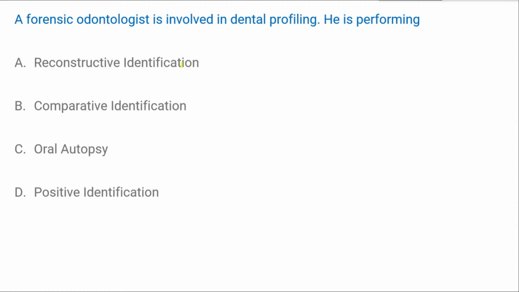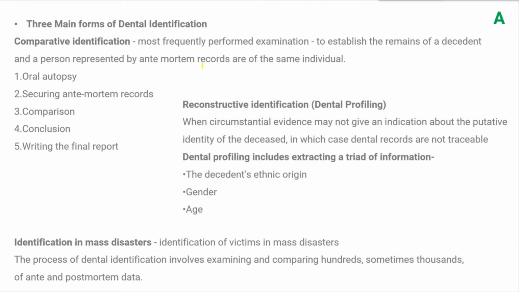A forensic odontologist is involved in dental profiling. The keyword here is dental profiling. What is he performing? Is he performing reconstructive identification, comparative identification, oral autopsy, or positive identification? Here, the concept is about the types of identification done for forensic analysis. So this is of three types. The answer for this is reconstructive identification.